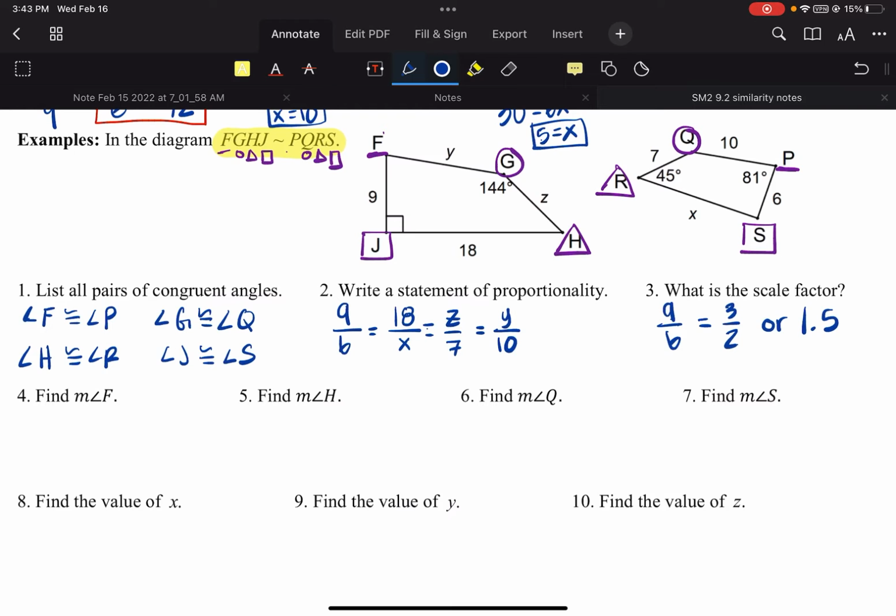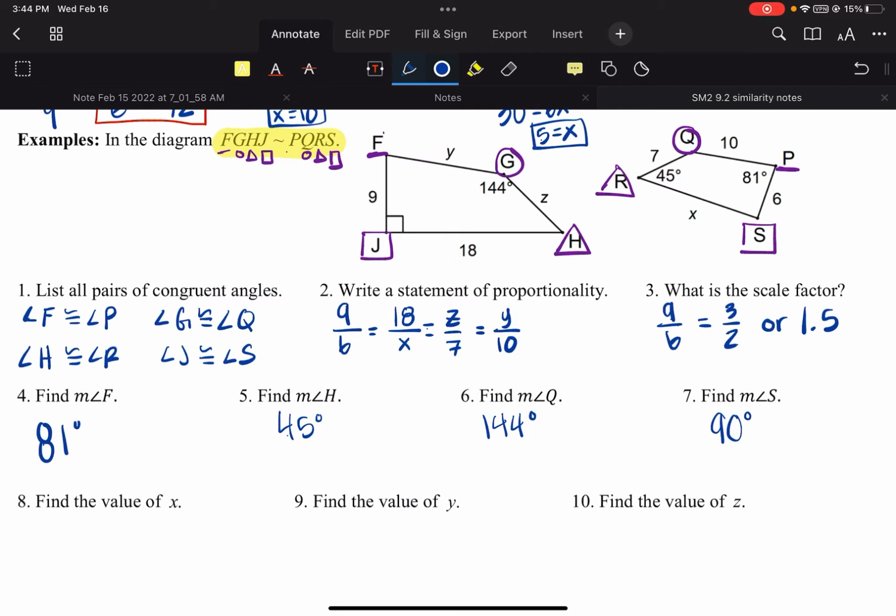Okay. All right, let's go ahead and find some angle measures. So what's the angle measure of F? Well, we know that F and P are corresponding and therefore congruent angles. So we would say that angle F is the same measure as angle P, which is 81 degrees. Angle H, we said, was congruent to angle R, so it will also be 45 degrees. We know angle Q and angle G are congruent, so angle G is 144 degrees, and angle S is congruent to angle J. Both of those would be 90-degree right angles.